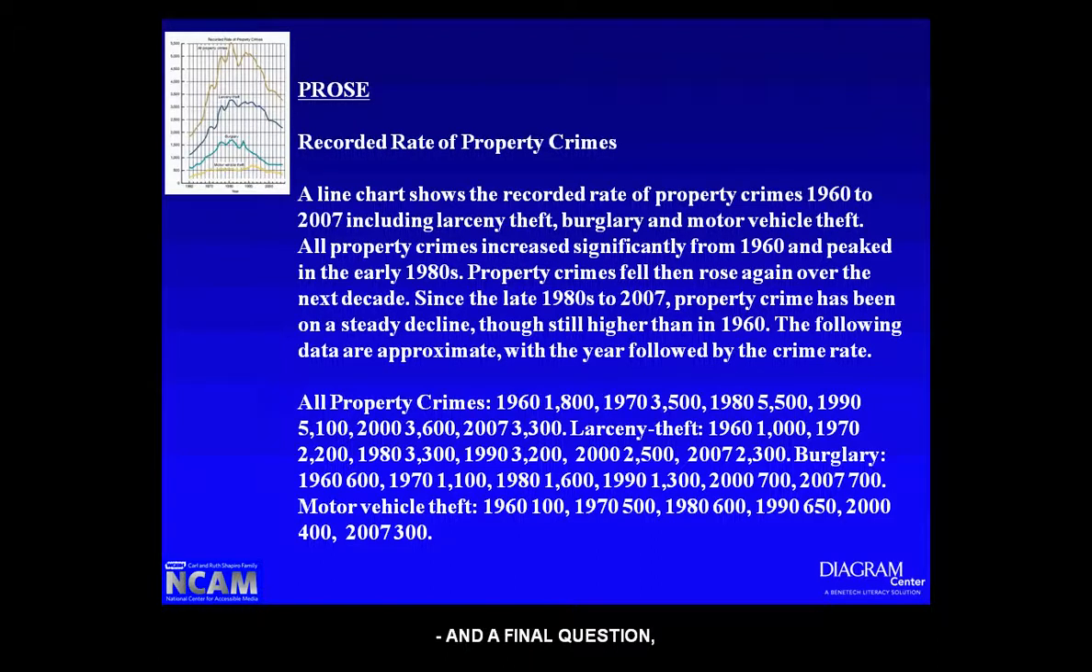And a final question. On the recorded rate of, this is for Bryan, on the recorded rate of property crimes, how does the screen reader know to differentiate a year, 1960, from a number, 1800, for example?